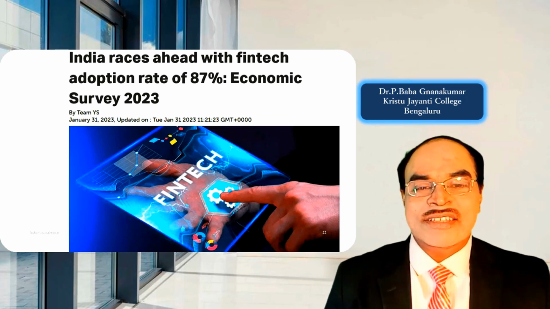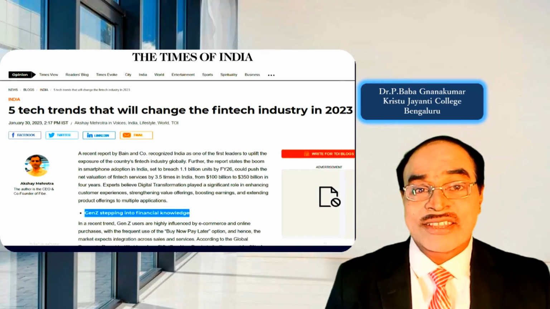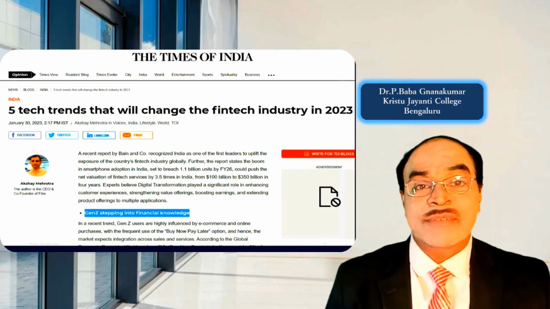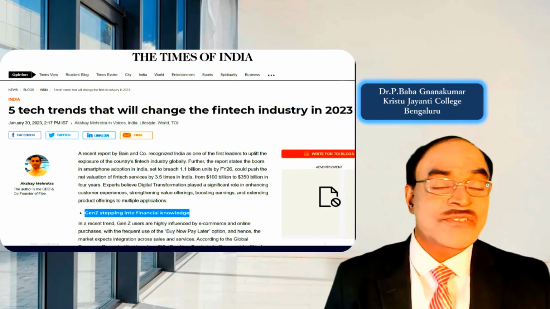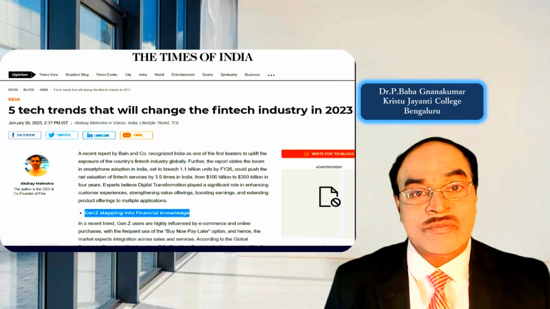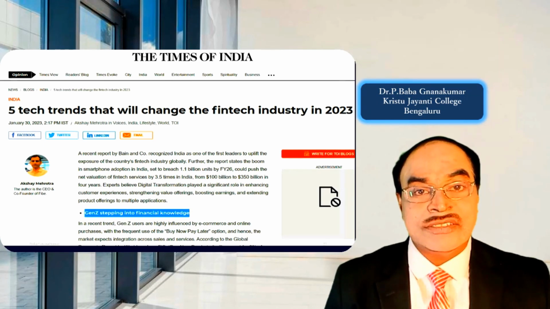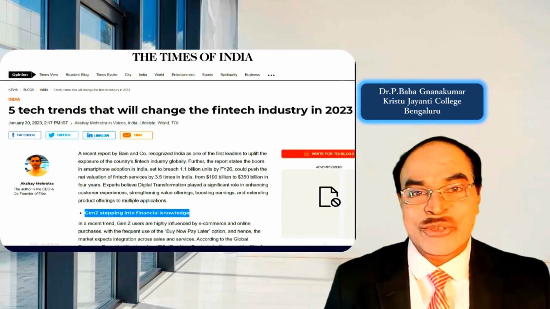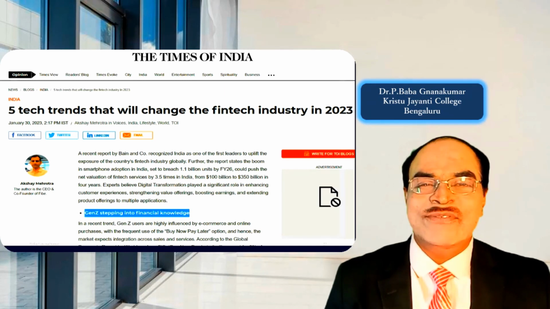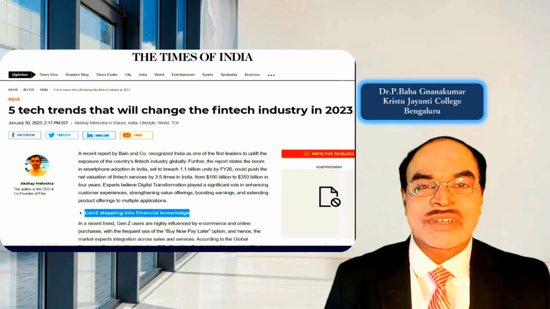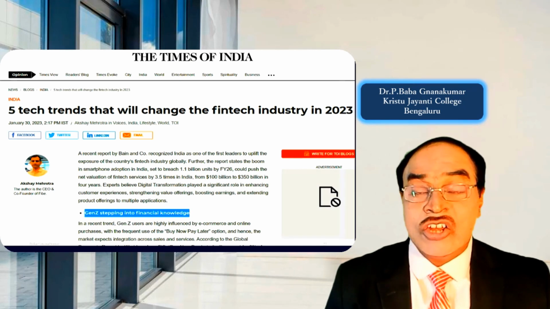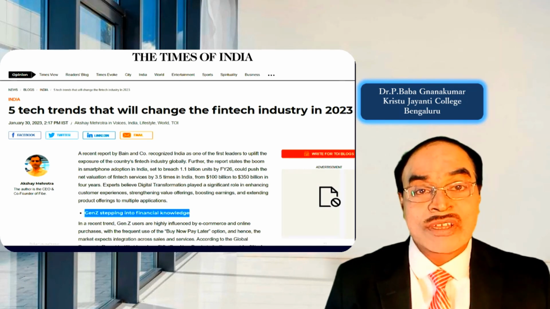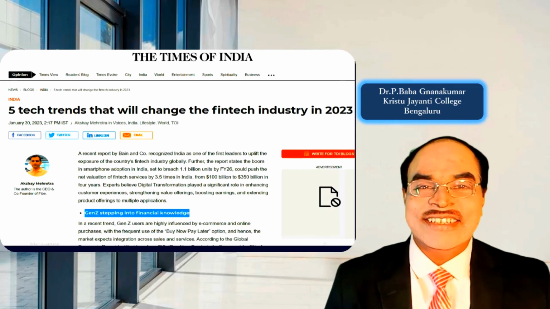Let us see another interesting news item by the Times of India. There are 5 tech trends that are going to change the fintech industry in 2023. And why? Because Gen Z people are going to use the fintechs. That is you. That is why the fintech firms have tremendous value. In future, you may be employed in a fintech firm or you may be the owner of a fintech firm. That is why we selected this topic.